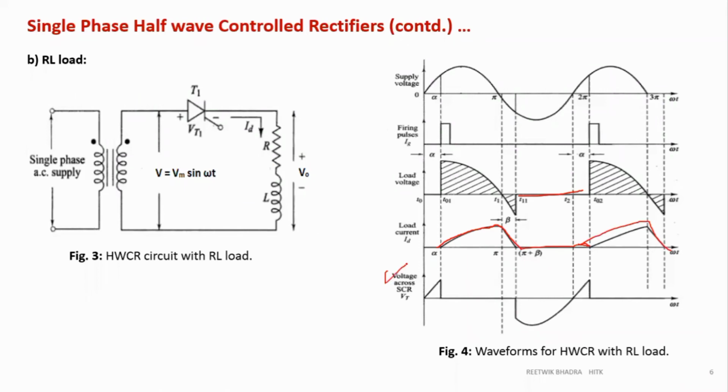Now we'll draw the voltage VT. I'll do it by the second method, because I can go through it quickly. If you apply KVL, what will happen? V is equal to VT plus V naught. So if I want to draw V naught and add it to get this supply voltage, VT should be the missing part of the load voltage.